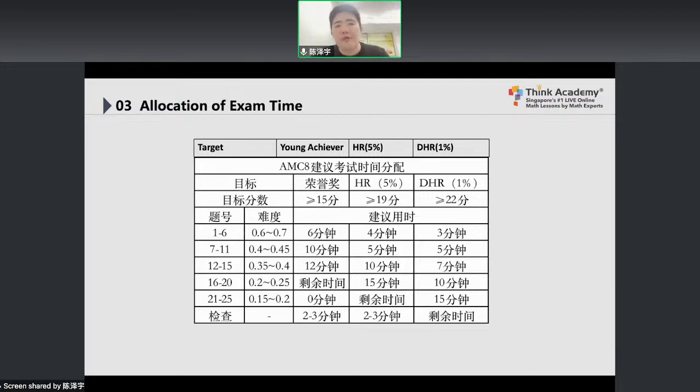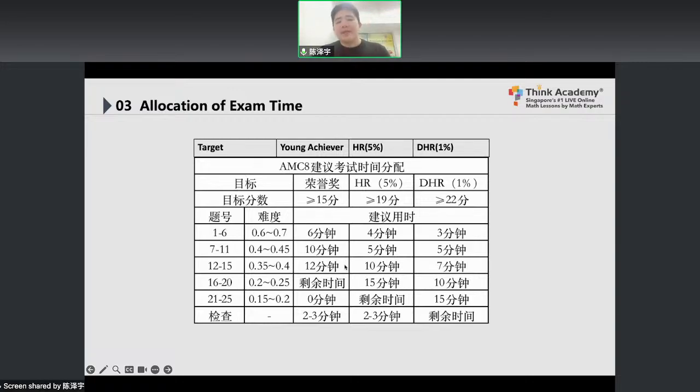So for those who want to get a Young Achiever, you need to solve the first 6 questions in 6 minutes. Then solve 7 to 11 in 10 minutes. Then for 12 to 15, you spend 12 minutes on these 3 questions. After you finish the first 15 questions, double check. Because after you score 15 points, you can get a Young Achiever prize. So the first 15 questions are very important for those who only want to get a Young Achiever.